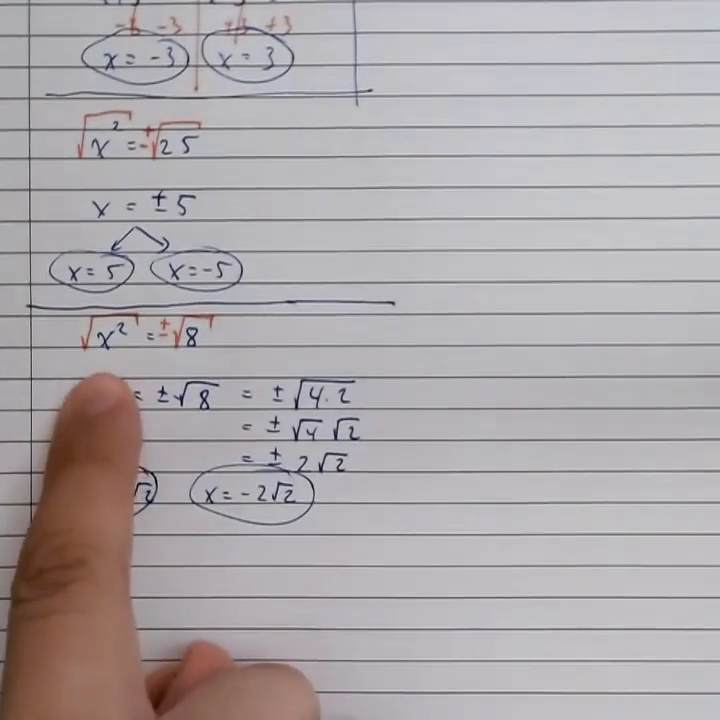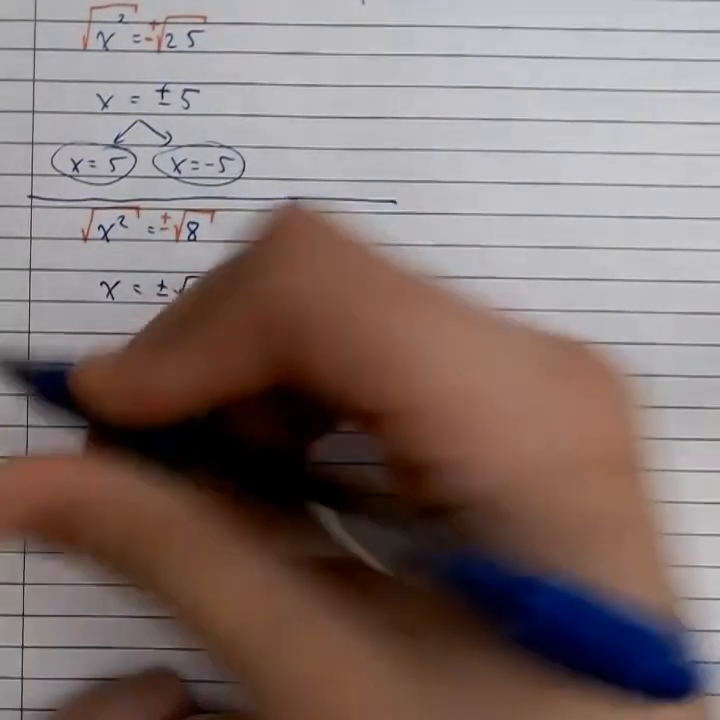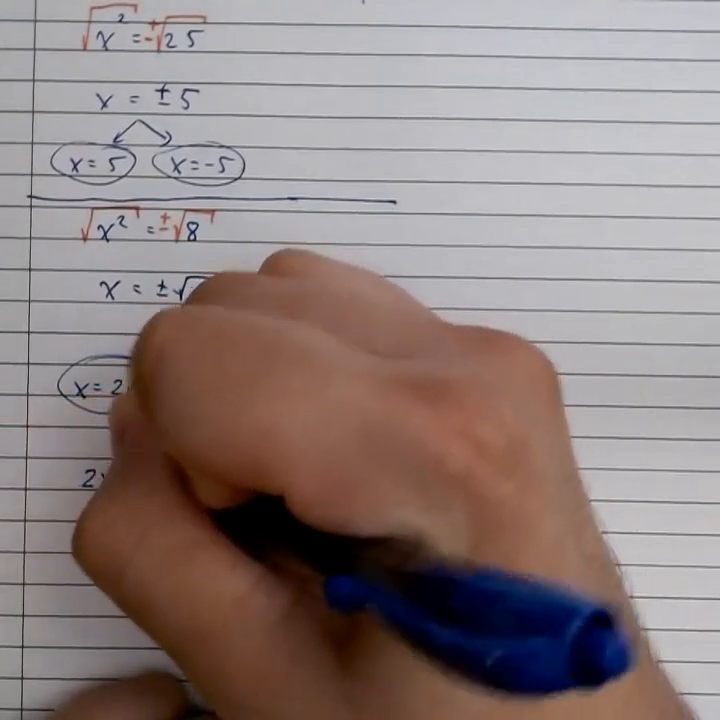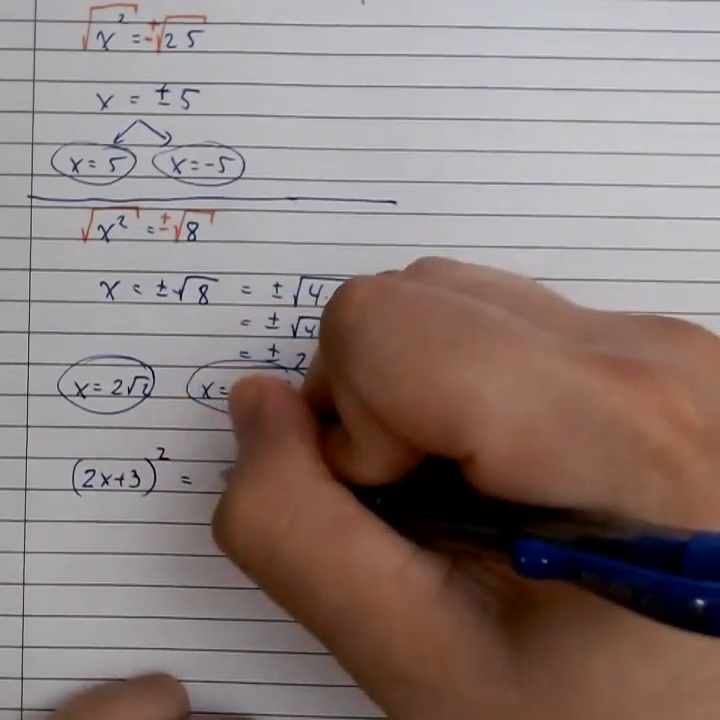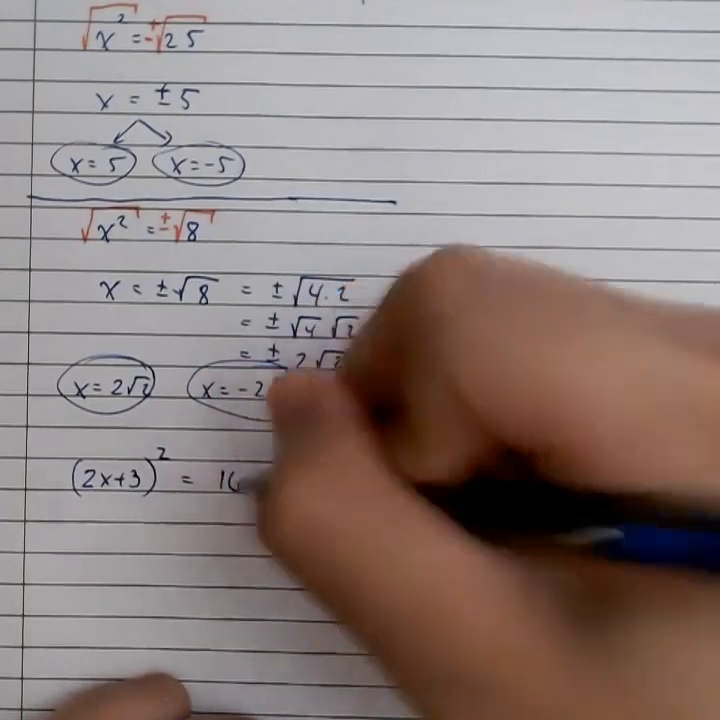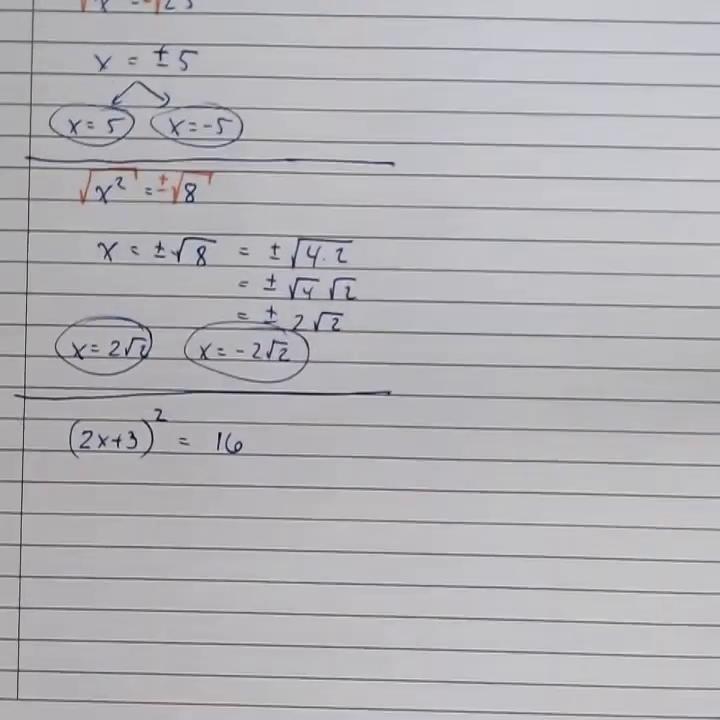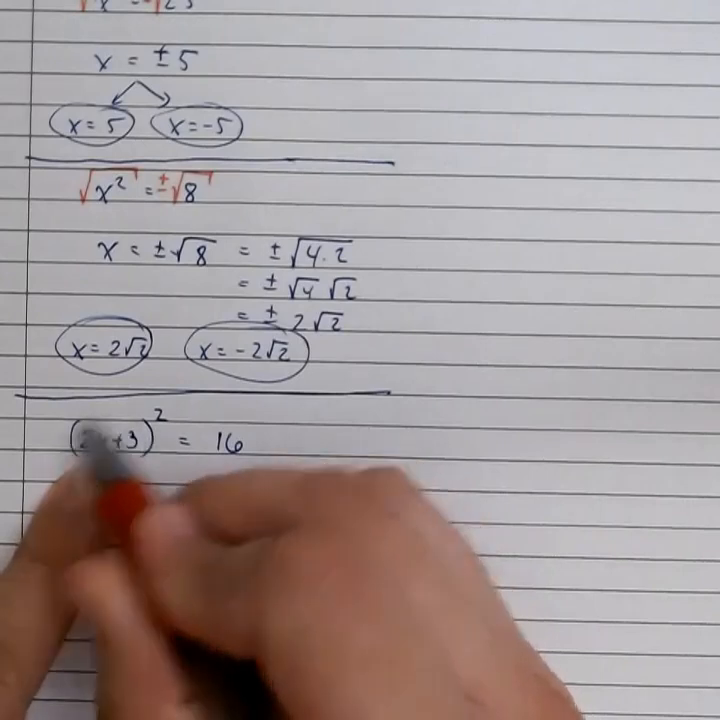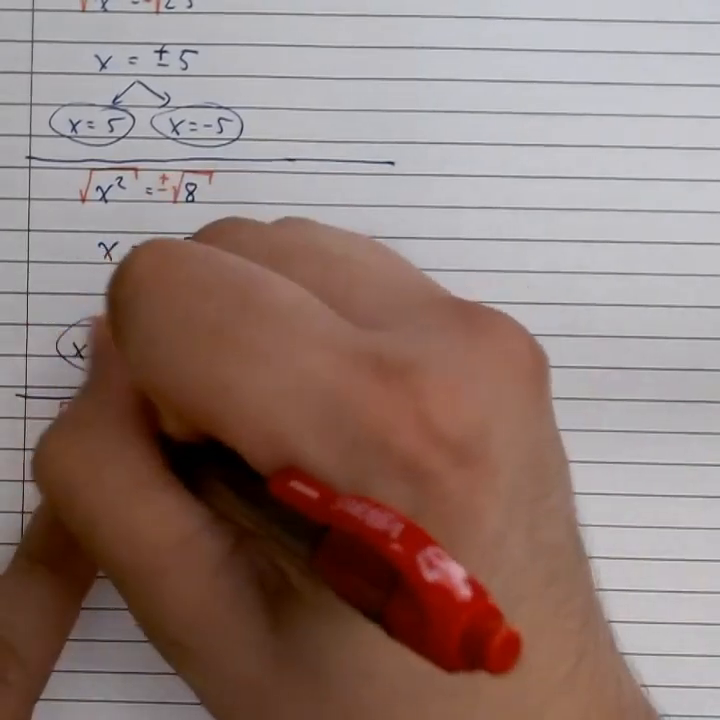If this is not just an x, that's fine. Again, as long as you have something squared. So for example, let's say I have 2x plus 3 quantity squared is equal to, let's say, 16. Okay, well, that is not just x squared. Well, so what? It's something squared. And to get rid of that square, I can use a square root. So let's go ahead and do that.